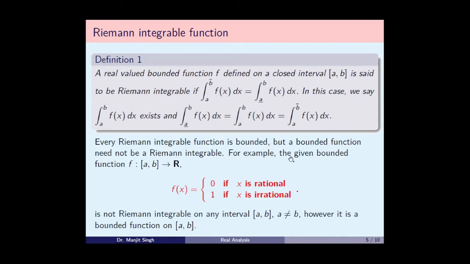Here we see that the function is bounded in this interval [a, b]; however, it is not Riemann integrable, because when one computes the lower sum, it will be 0, and when one computes the upper sum, it will be b minus a. So the upper sum is a constant sequence and the lower sum is also a constant sequence, and they are different, so their supremum and infimum will be different. Therefore this function is not Riemann integrable as per the definition of a Riemann integrable function.